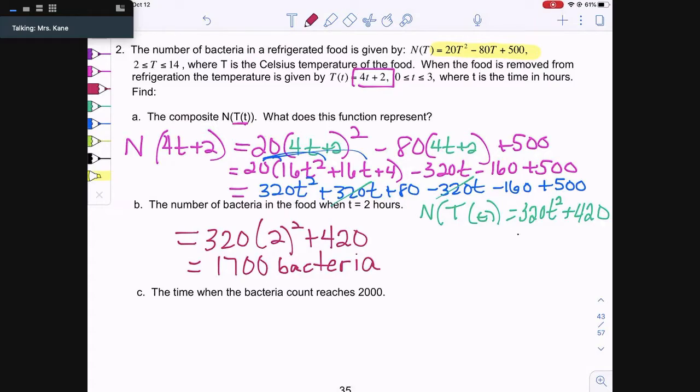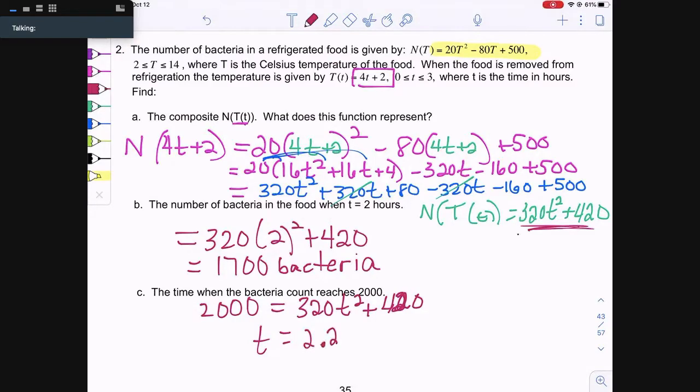And then the last question says we want to find the time when the bacteria count reaches 2,000. So I would do exactly the same thing except set my equation equal to 2,000, this equation over here, because now I want to find time. Is it 2.2, 2.3? 2.22, thanks. And that's hours. So a little bit more time. We already found the 2 hour mark, so to get up to 2,000, 2.22 hours.